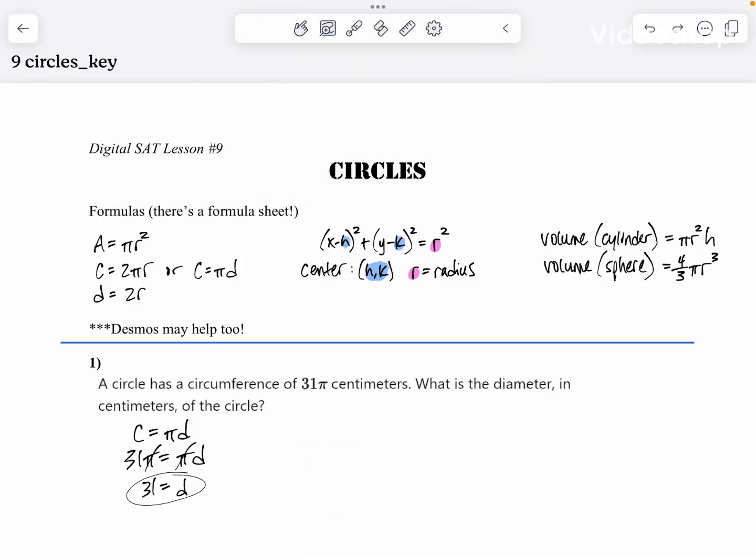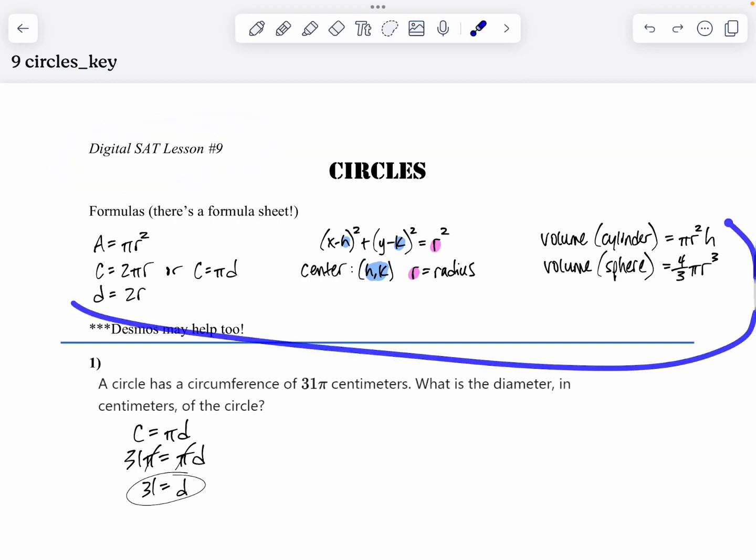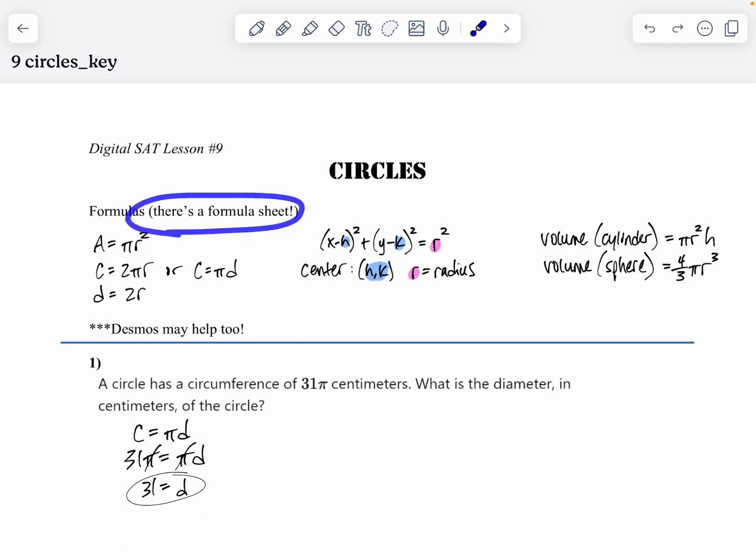Okay, today, guys, we're talking circles. As you can see, we have lesson number 9 today, and I have a couple formulas for you here to copy down. And I do want to remind you that a lot of the questions here on this lesson, I'm going to be referencing the formula sheet for.